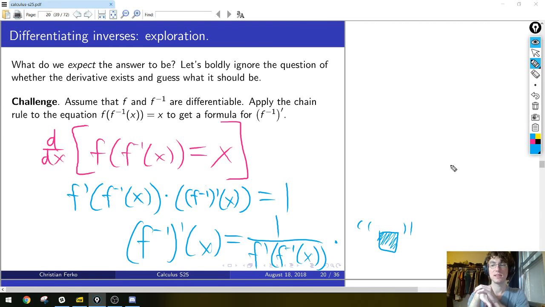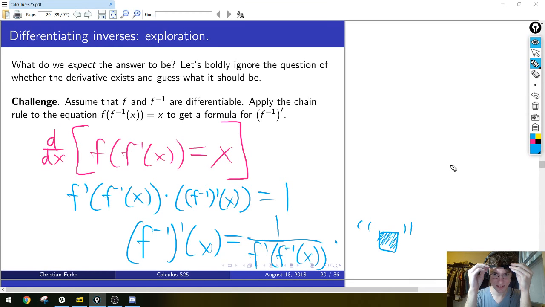But before we dive into the 3 proofs, questions on this exploration step? The inverse. Oh, sorry, you cut out. What did you say? Moving slightly closer to the mic.